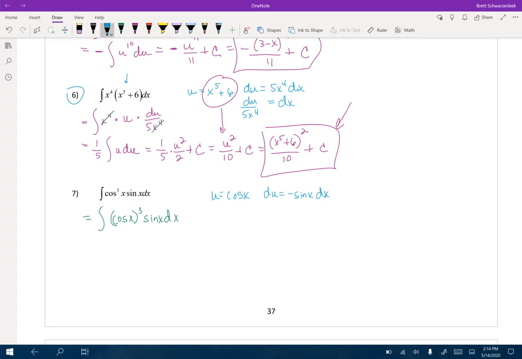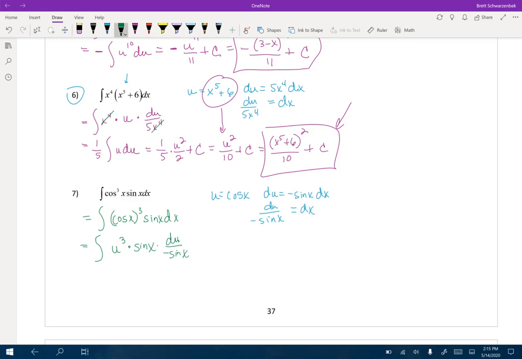Okay, so we have u is equal to cosine right now, and we want to solve for dx and get du over negative sine x. All right, so here goes our substitution. Antiderivative, we have cosine being replaced by u to get u cubed. And we have sine x not going anywhere. Then we have dx is equal to du over negative sine x.